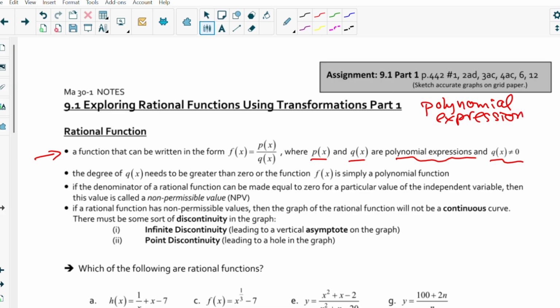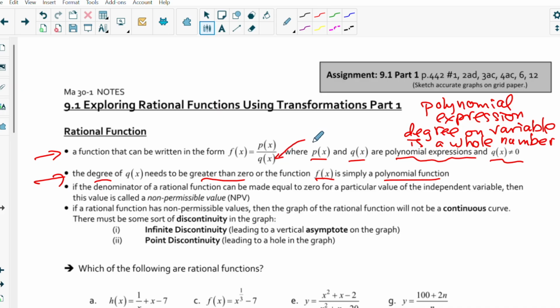I have a term where the degree on the variable is a whole number. Okay, so we have to remember that for our rational function definition. More on q of x. The degree of q of x needs to be greater than 0. Otherwise, the function f of x is simply a polynomial function. So if this is degree of 0, that means it's just equal to 1. And therefore, this is just a polynomial function.